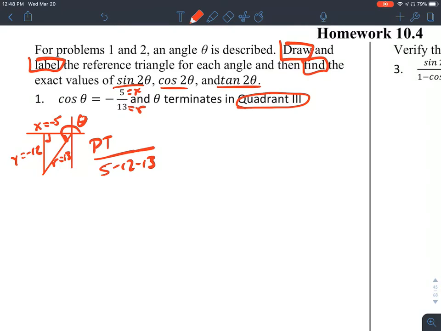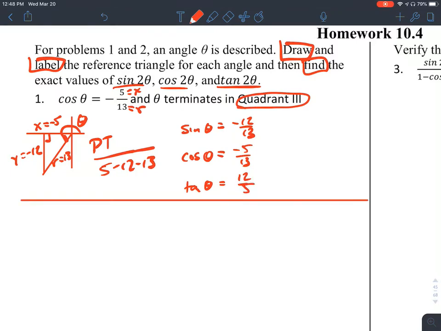Specifically, we know from this that sine of theta is going to be negative 12/13. Cosine of theta, which we were told at the beginning, is negative 5/13. And tangent of theta, which is y over x, is negative 12 over negative 5, which is 12/5. So all we've done so far is we've drawn and labeled the reference triangle. Now we need to find the exact values of sine of 2 theta. Hopefully you're writing small because there's not a lot of room here.